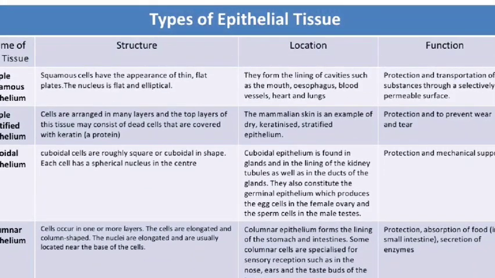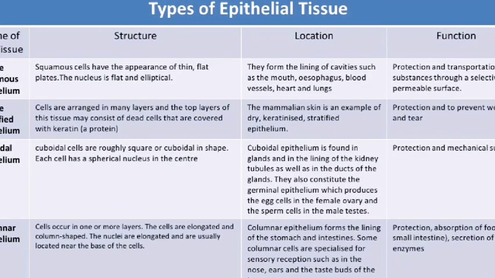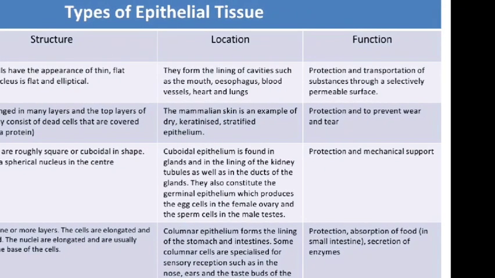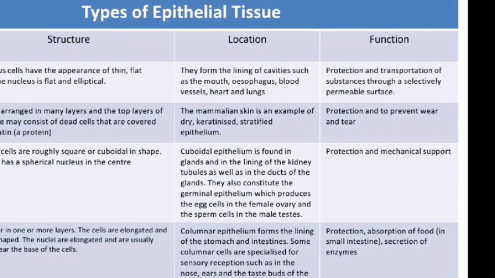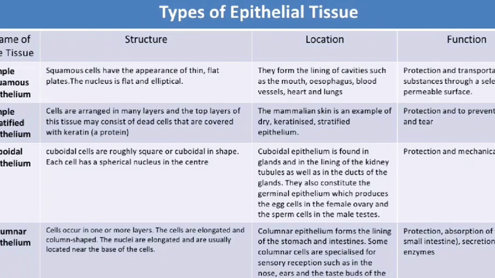Coming to the simple squamous epithelium, squamous cells have the appearance of thin flat plates. The nucleus is flat and elliptical. They form the lining of cavities such as mouth, esophagus, blood vessels, heart and lungs. Protection and transportation of substances through a selectively permeable surface. This is the function of squamous epithelial tissue.